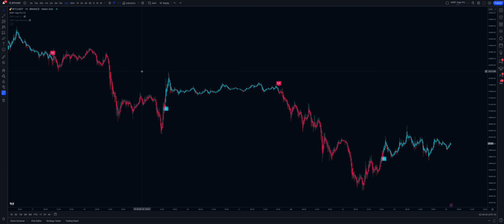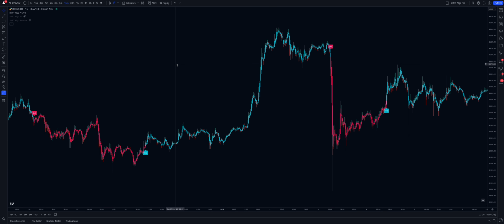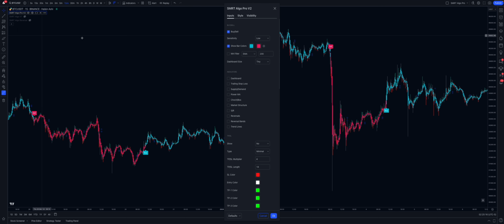The pro indicator is an indicator designed around trend. So if you look into the gear icon and the inputs tab of the pro indicator, you can see that it is not only an indicator that prints buy and sell signals. It has a plethora of features such as a dashboard, trailing stop loss, supply demand, change of character, break of structure, support and resistance, reversal zones, and a whole bunch of other features.